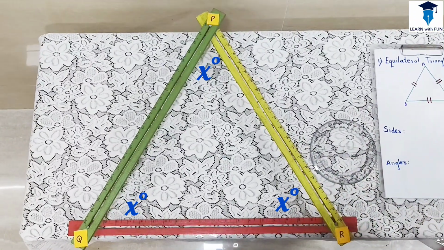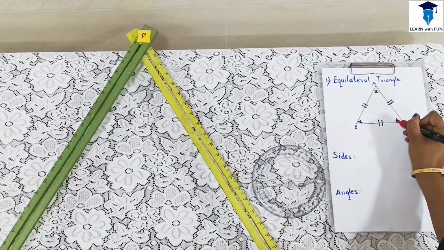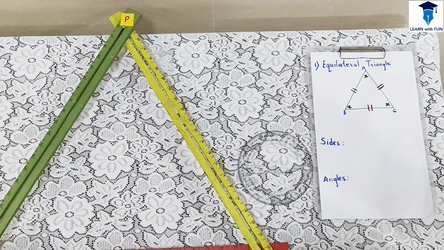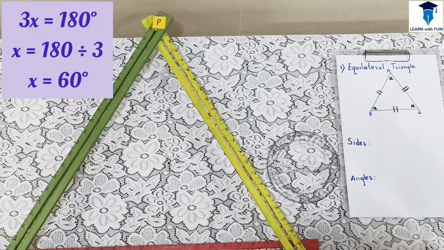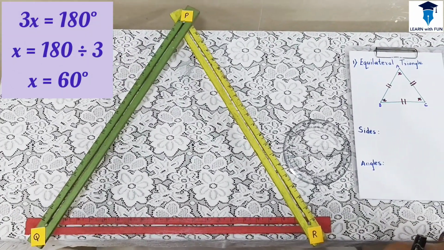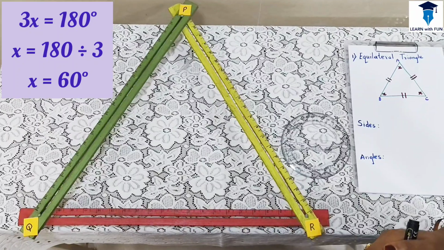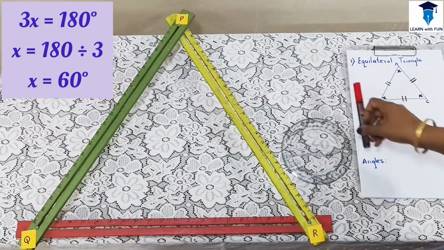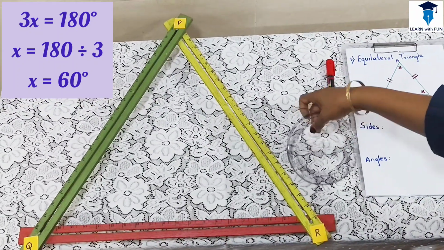When I represent each of them as x, x plus x plus x, 3x is equal to 180 degrees. So x will be 180 upon 3. 180 upon 3 means 60 degrees. Thus each angle in an equilateral triangle should measure 60 degrees.